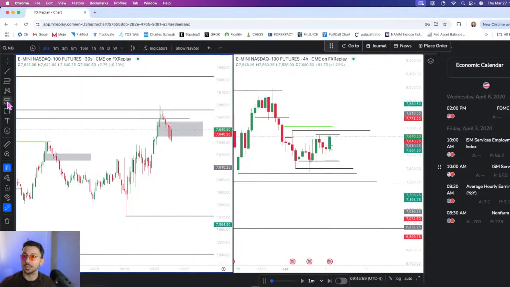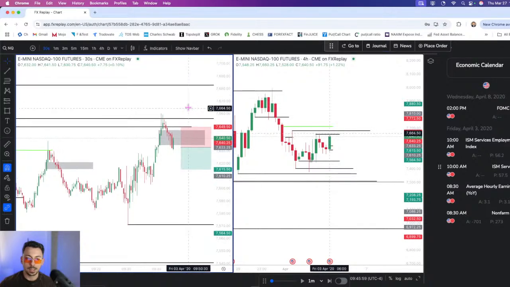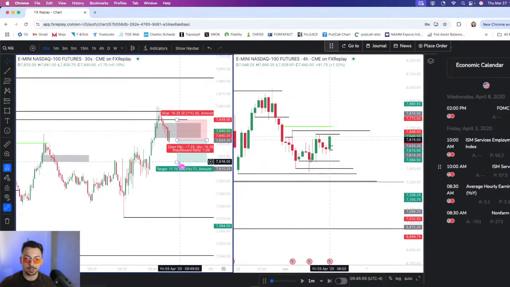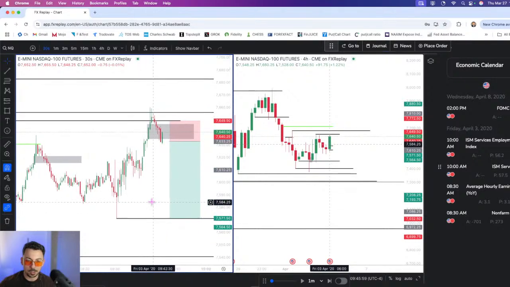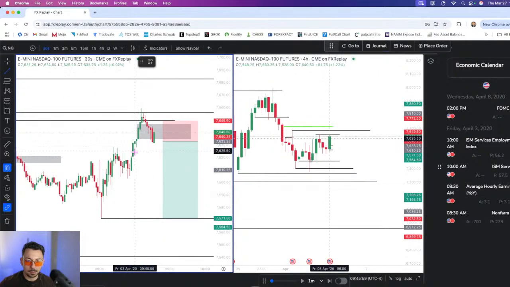I think this looks pretty good, personally. Even though we have buy side above and we have equal highs, I think at minimum, what I would do here is probably move my stop to break even at this low, which is at 7,625.50.